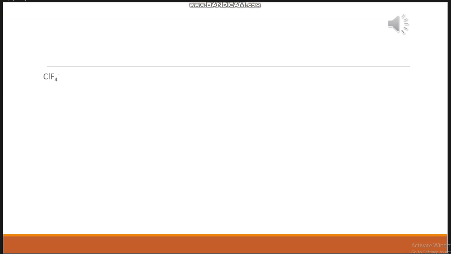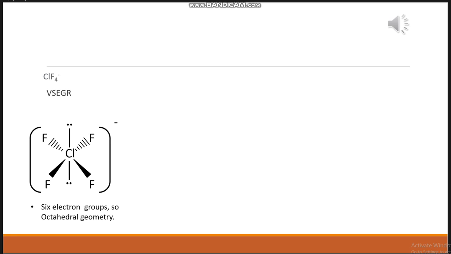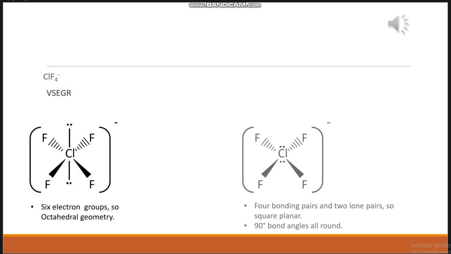And to finish, we will work out the shape of ClF4- using VSEGR. We can see that ClF4- has 6 electron groups, therefore it has octahedral geometry. We also see that 4 of these groups are bonding pairs and 2 of them are lone pairs. This means that ClF4- has a square planar structure, which means all its bond angles are 90 degrees.